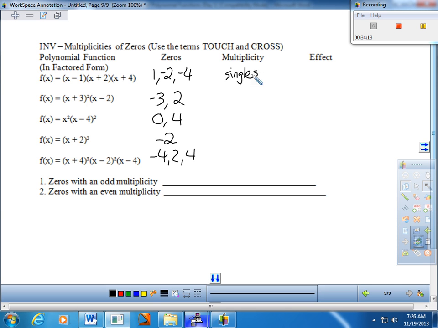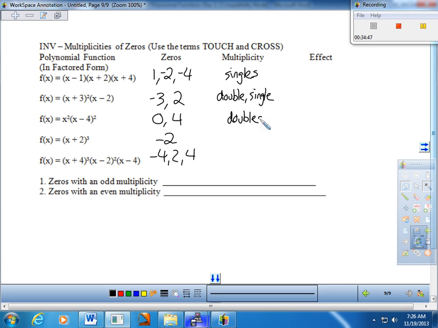Whereas, here's a subtle difference: the negative 3 that we had from here came from two factors of x plus 3, right? Officially, x plus 3 squared means x plus 3 times x plus 3. So we would call that negative 3, lo and behold, a double. But the 2 is still a single because it only comes from one factor of x minus 2. All right, now we're rolling with it.